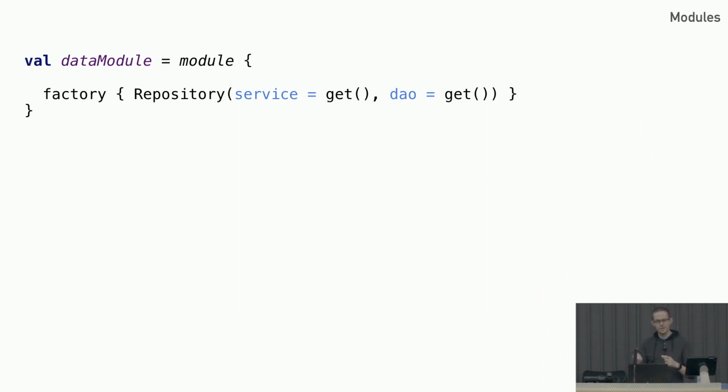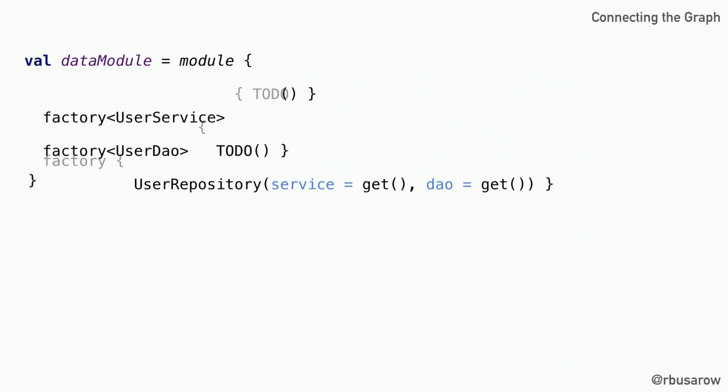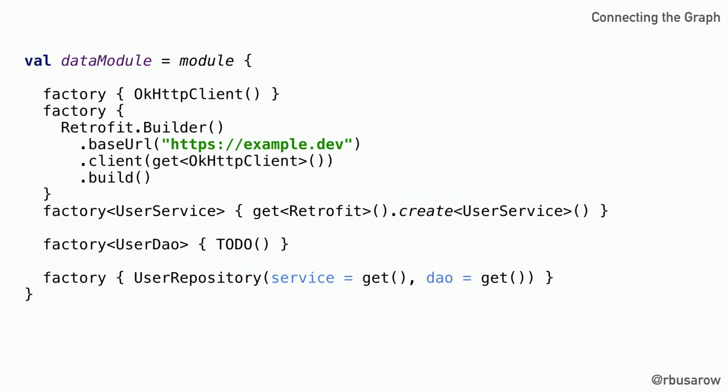And it's doing this without actually having to specify any types, because the repository constructor is very explicit in what it needs, right? It doesn't say, I need a service of type any or a DAO of type asterisk. It says, I need a user service and a user DAO. So that inline reified function works, and so long as we've declared those 2 dependencies in our graph, we'll be able to resolve them. But of course, now we need to get those dependencies, the dependencies of those dependencies.